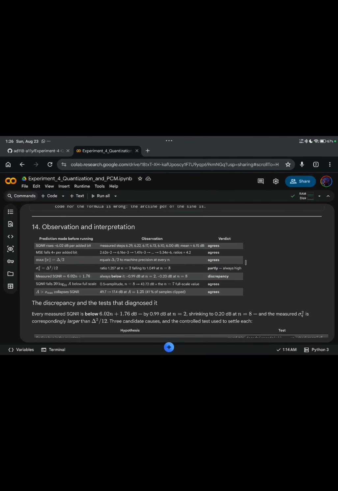The final slide summarizes the experiment. The measured results confirm that SQNR increases by approximately 6 decibels per bit. MSE decreases by approximately a factor of 4 per bit. The maximum granular error is approximately delta by 2. The uniform noise model becomes more accurate at higher resolutions. Reducing the signal amplitude reduces SQNR. Increasing the amplitude beyond full scale causes severe clipping distortion.